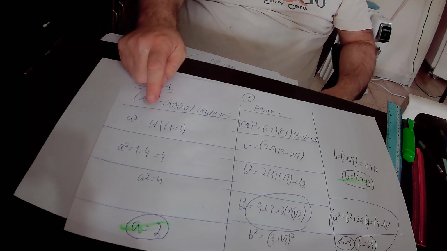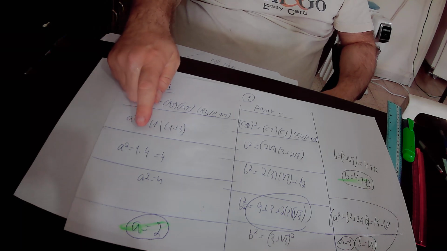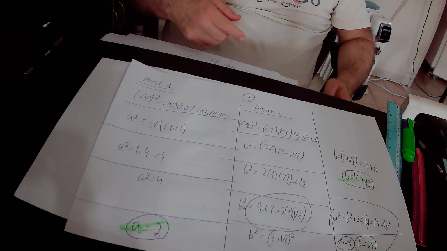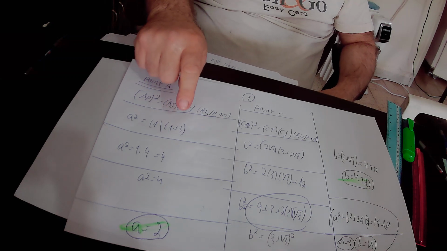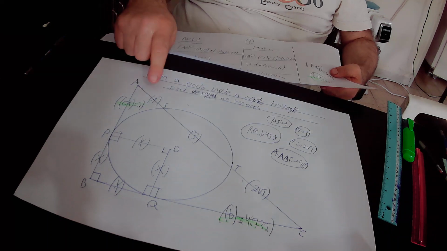So A square equals 1, and 1 plus 3 is 4. So A square equals 1 times 4, that is 4. So A square equals 4. We took the root of this equation and finally found that A equals the square root of 4, that is 2. So here A equals 2.